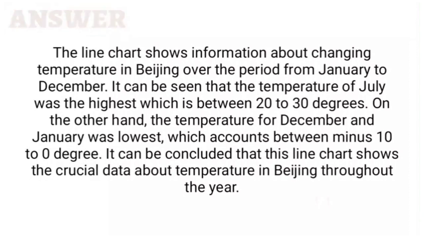On the other hand, the temperature for December and January was lowest, which accounts between -10 to 0 degrees. It can be concluded that this line chart shows the crucial data about temperature in Beijing throughout the year.